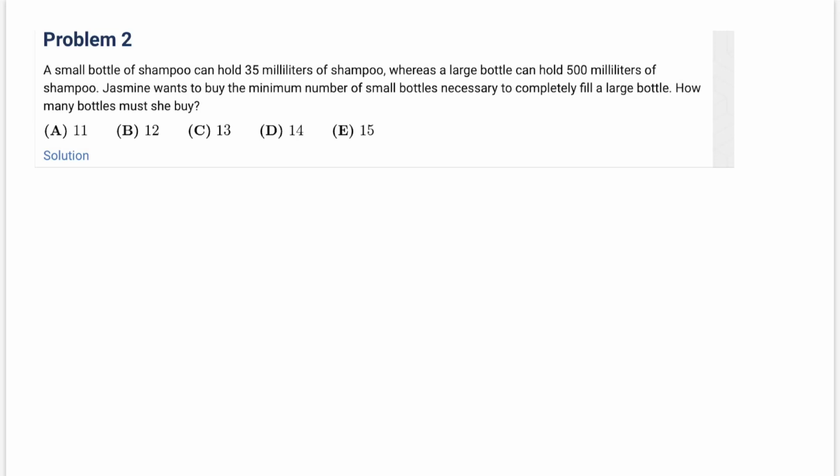Second one: a small bottle of shampoo can hold 35 milliliters of shampoo, whereas a large bottle can hold 500 milliliters of shampoo. Jasmine wants to buy the minimum number of small bottles necessary to completely fill a large bottle. How many bottles must she buy?